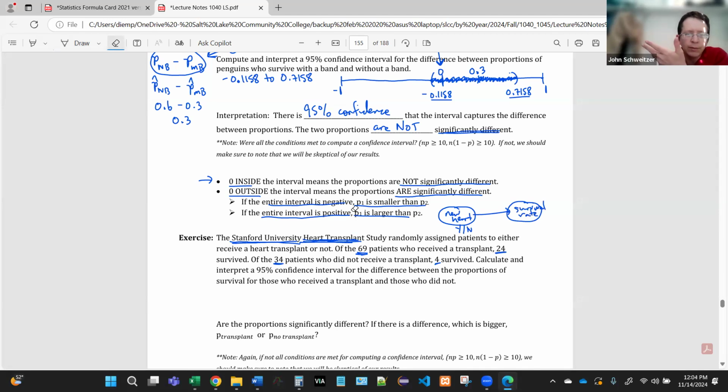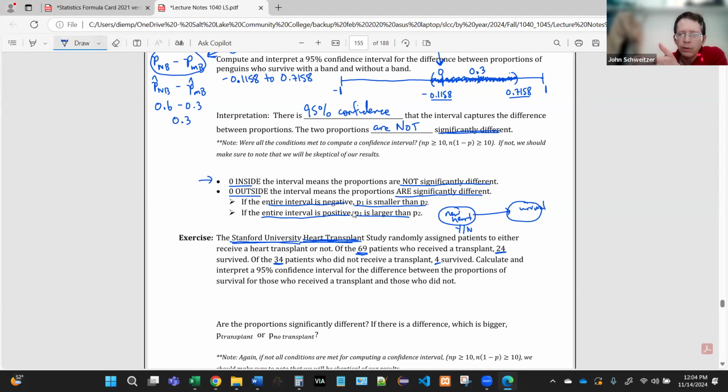Okay, or survival, for somebody. So survival is a yes or no thing. Either you survive for some time period after the transplant or you don't. So it's also a yes or no. So it's chapter 5.